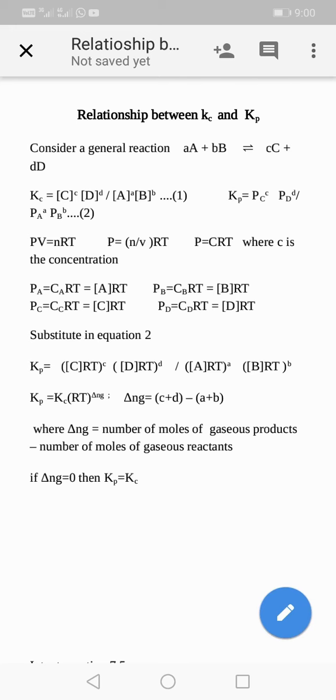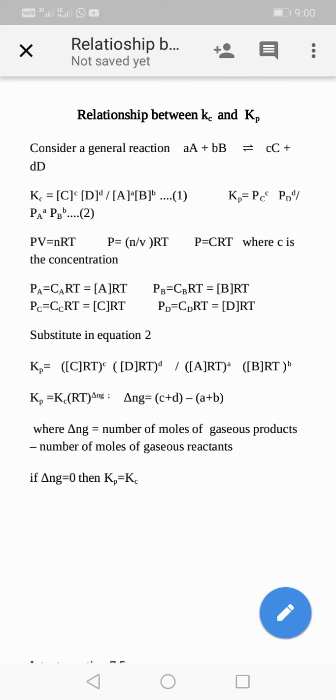Similarly, in terms of partial pressures, you can write down Kp is equal to partial pressure of C to the power c into partial pressure of D to the power d, divided by partial pressure of A to the power a into partial pressure of B to the power b. So, we are considering the reaction which is taking place in the gaseous phase.